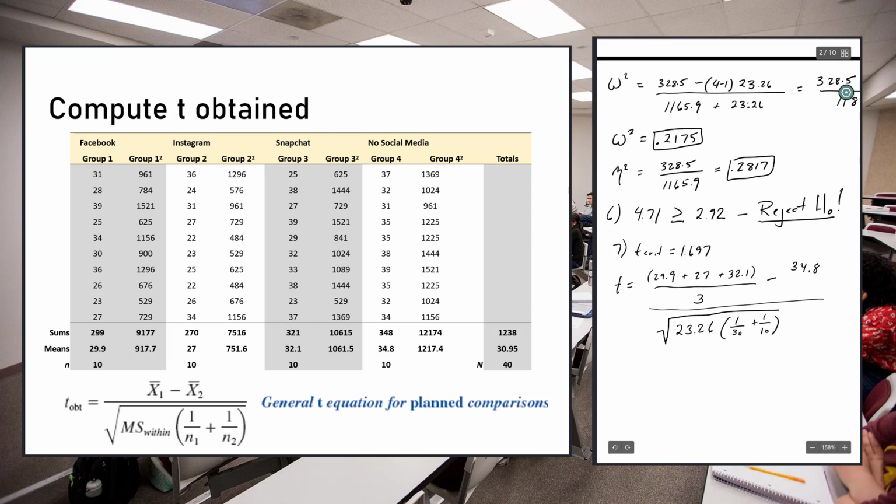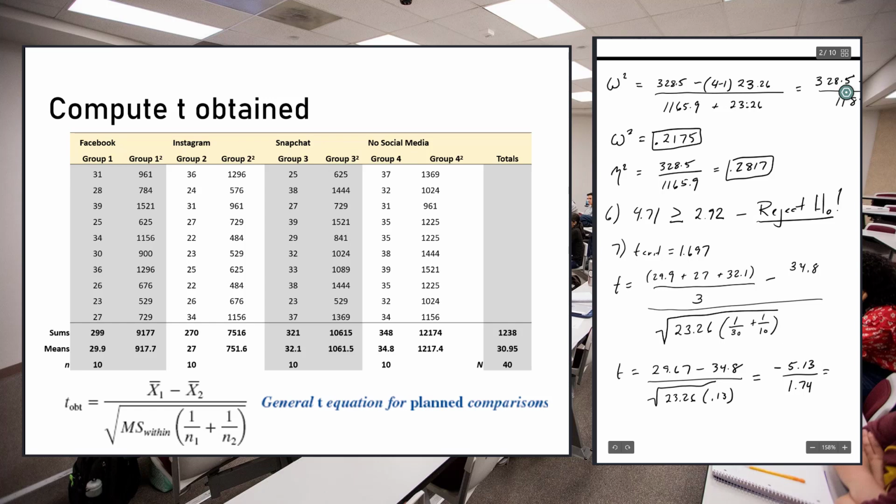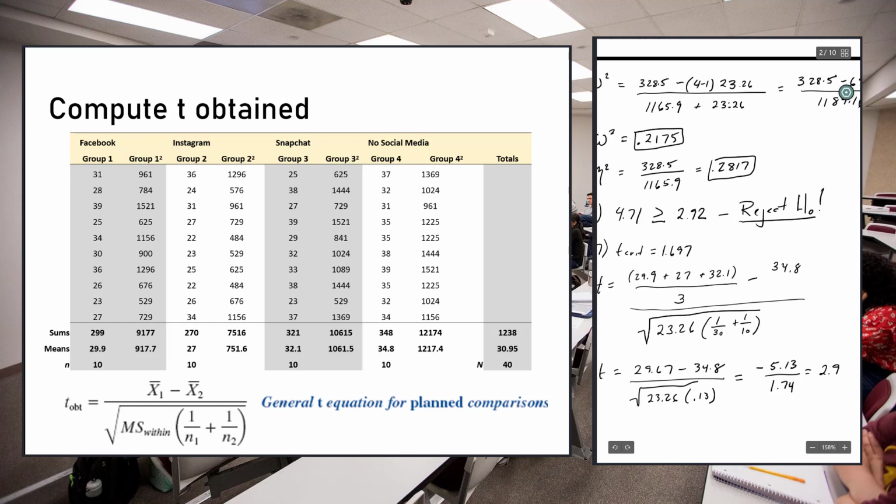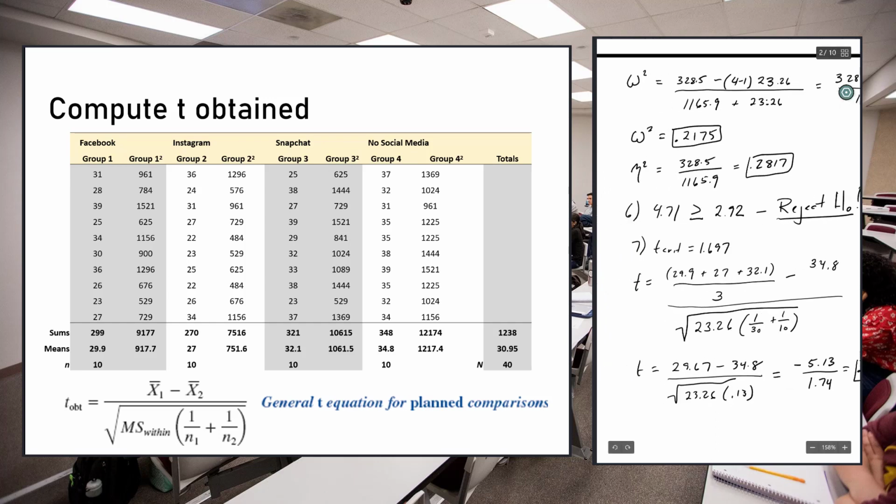And so this is going to resolve to 29.67 minus 34.8 over the square root of 23.26 times 0.13, which is equal to minus 5.13 over 1.74, which is equal to 2.95. So our t obtained value is 2.95.